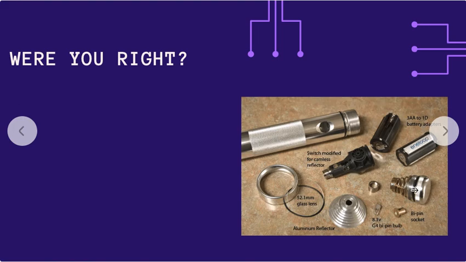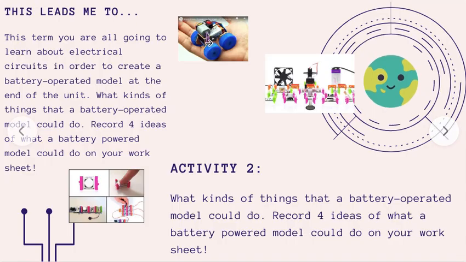Yeah, and some batteries. I think that what we have got here is a flashlight, or in Australia, we call a torch. All of these components combine together to make a torch. Now that's kind of what we're looking at this term, isn't it? Energy and forces. We need energy to actually create a circuit and to make the circuit do something. So this leads me to letting you guys know that this term we are going to be learning all about electrical circuits in order to create a battery operated model at the end of the unit.